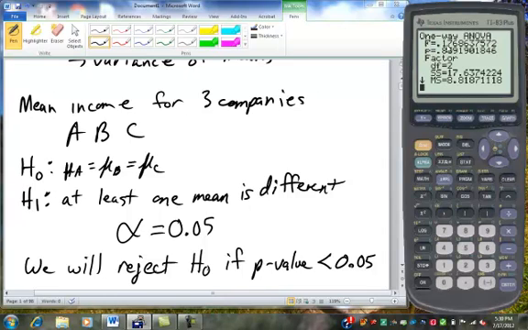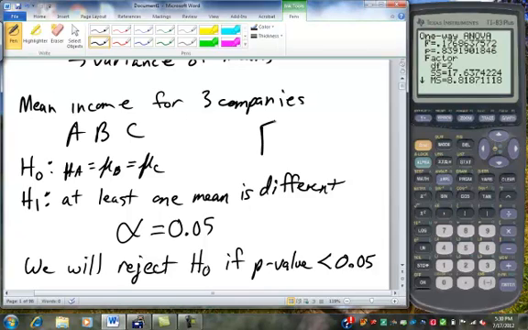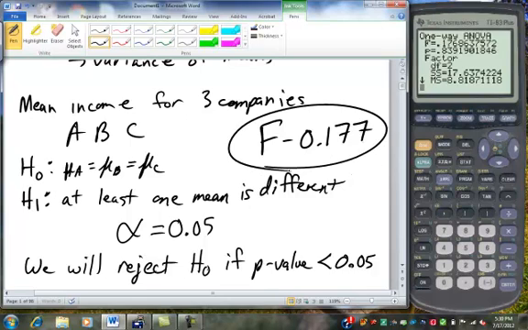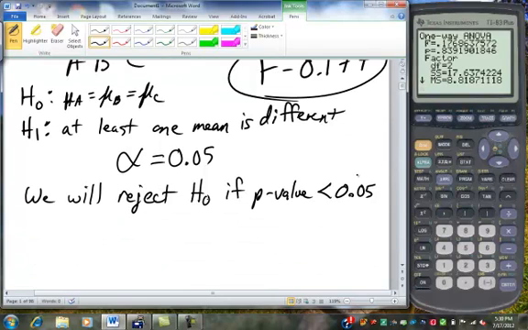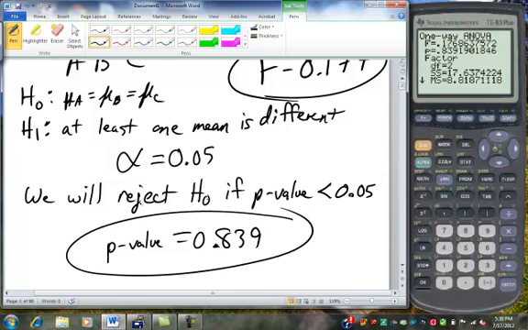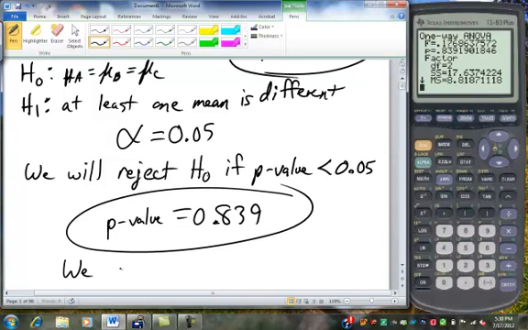My F statistic is 0.17. That's my test statistic. That's like the Z or the T in the others. So my F statistic here is 0.177 if I round it to three decimal places. And my p-value is given as 0.839. Now, since that is obviously not less than 0.05, we fail to reject H0.